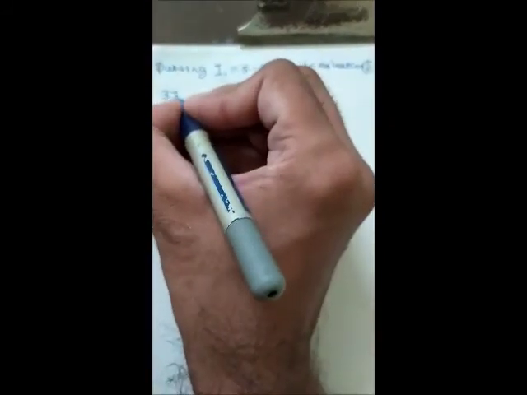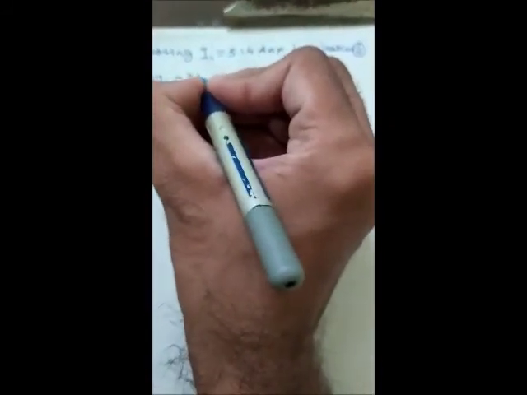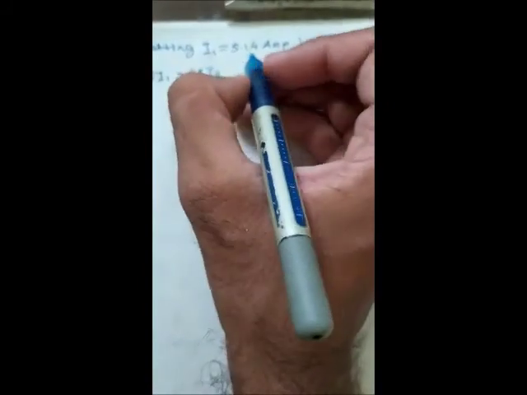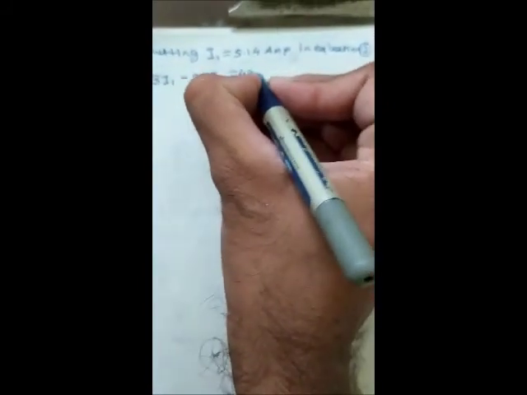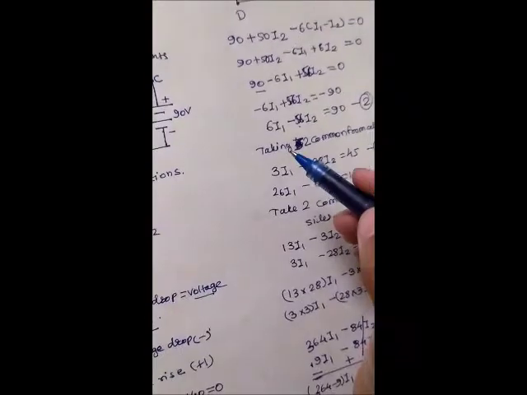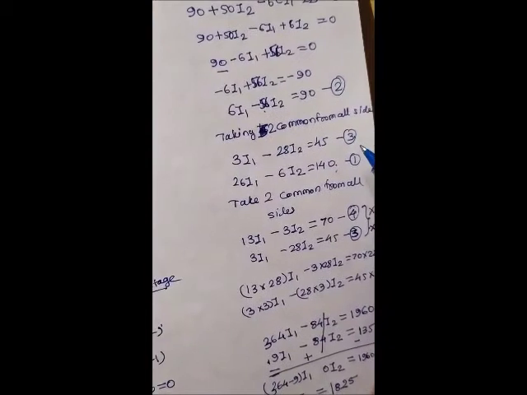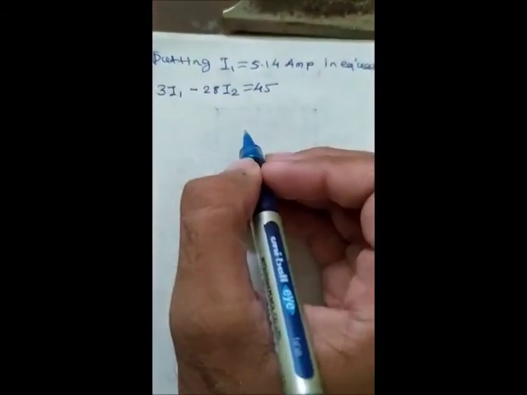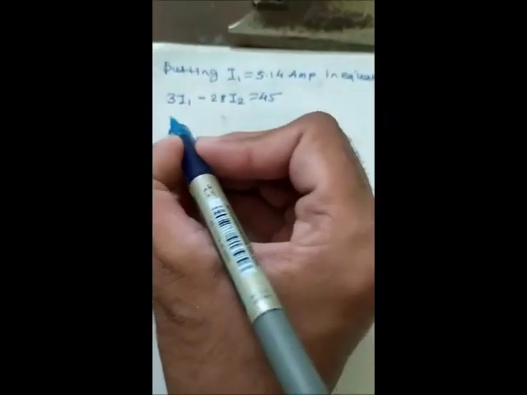It is 3I1 minus 28I2 is equals to 45. This is the equation. You can see here also, taking common, in this equation number 2, or I will call it equation number 3: 3I1 minus 28I2 is equals to 45. You can put this as equation number 3 also. Why equation number 3? It will be easier for me to calculate.